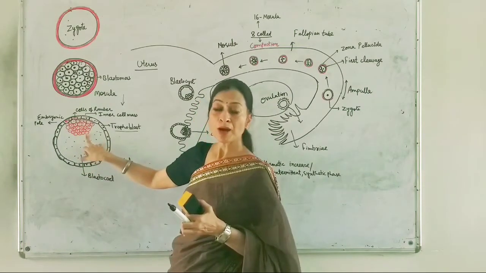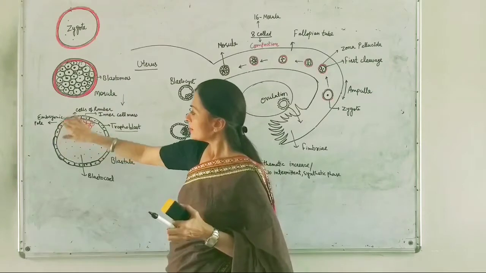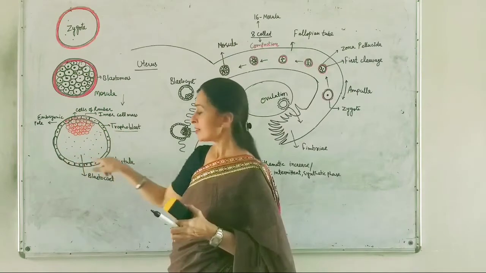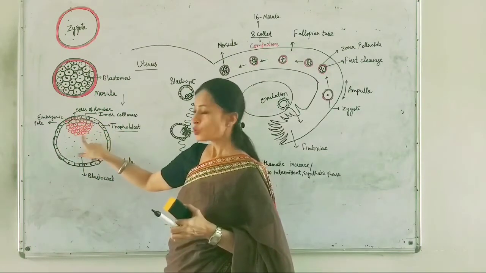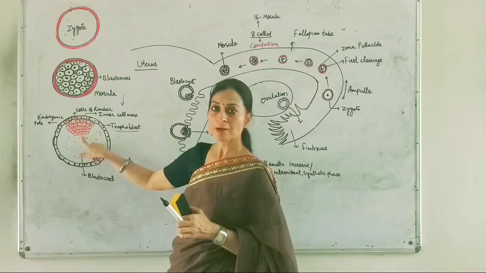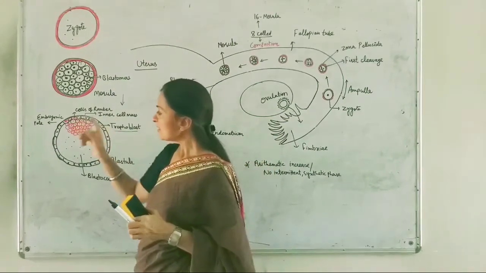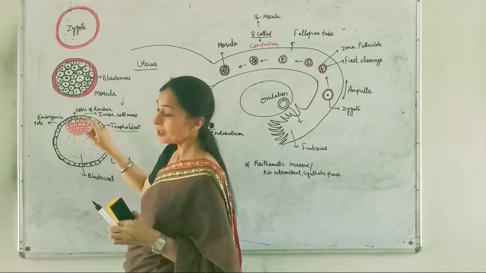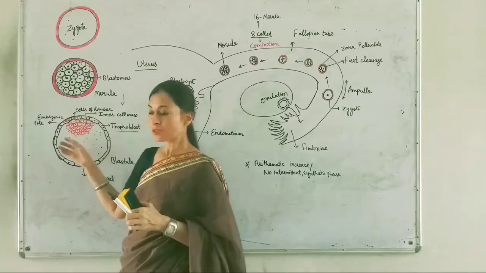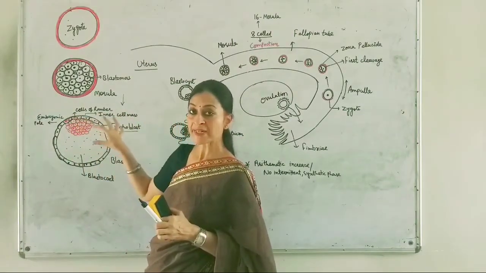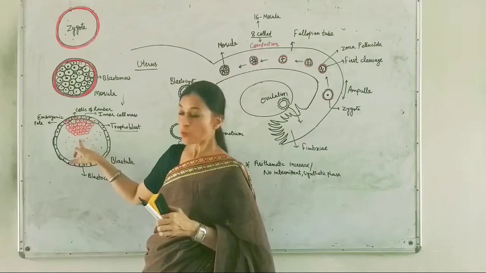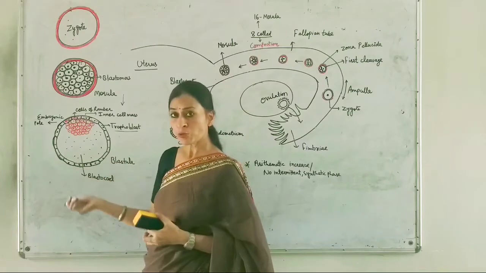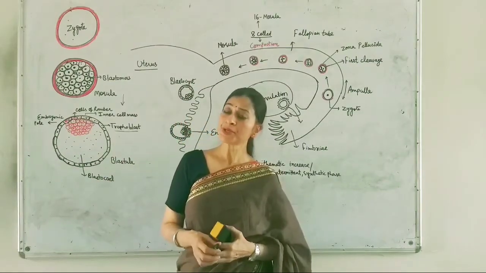And here there is a mass of cells arranged at a pole, and it is covered again by a cellular layer. This external layer is known as the trophoblast. This group of cells arranged at the pole is known as the inner cell mass, and the immediate cells which are in contact with the inner cell mass are known as cells of Rauber. This pole is known as the embryonic pole. If you label the opposite pole, you can call it the abembryonic pole.